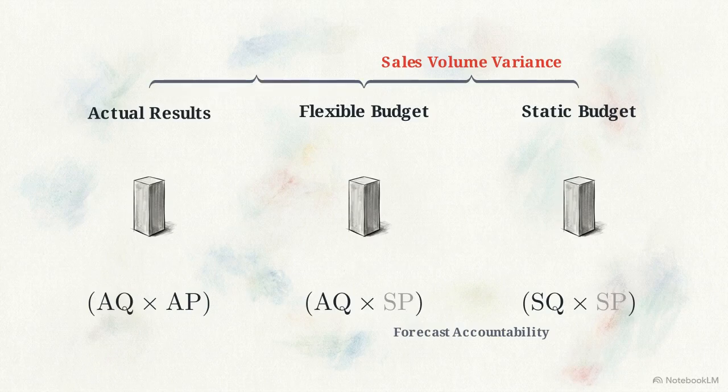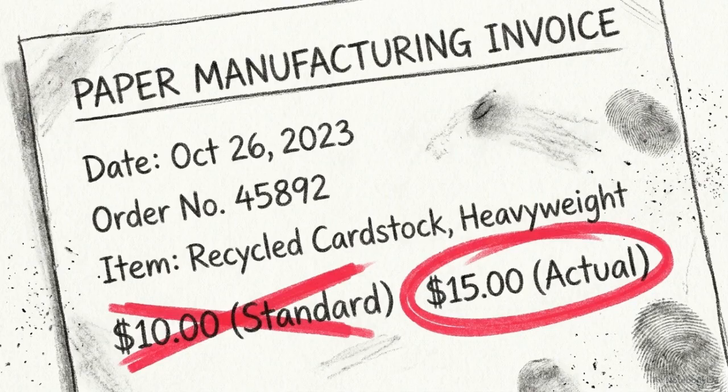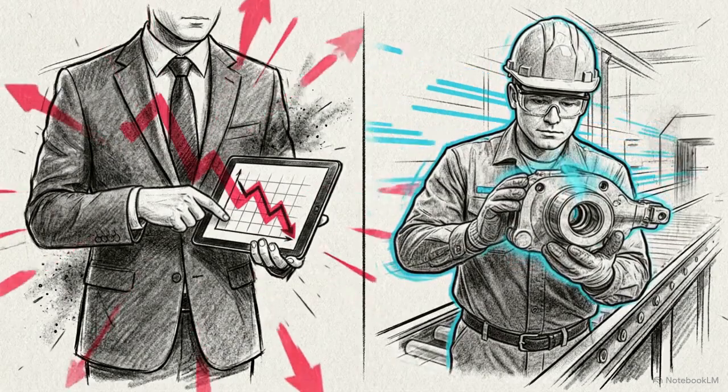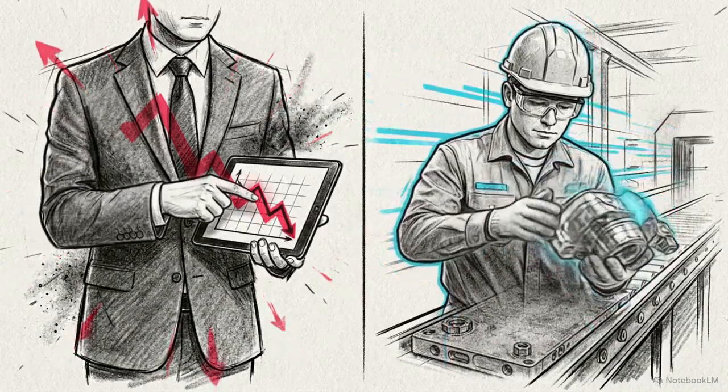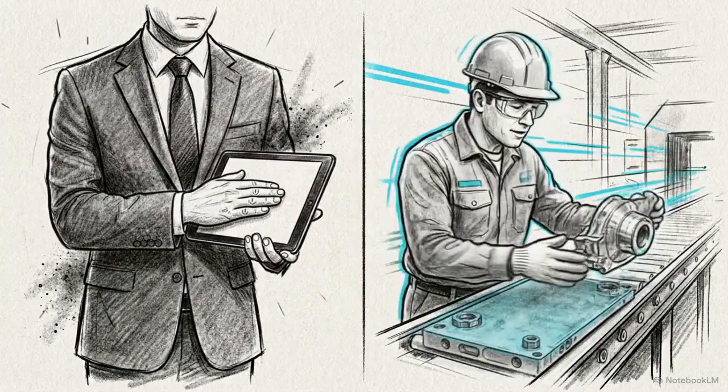The second derivative is the flexible budget variance, found between the actual results and the new flexible baseline. Here, both equations multiply by the actual quantity. The volume variable is now neutralized. The only remaining difference is between the actual price paid and the standard price expected. This fracture creates clear accountability. One variance measures the accuracy of the sales forecast, while the other isolates the performance of the manufacturing floor.